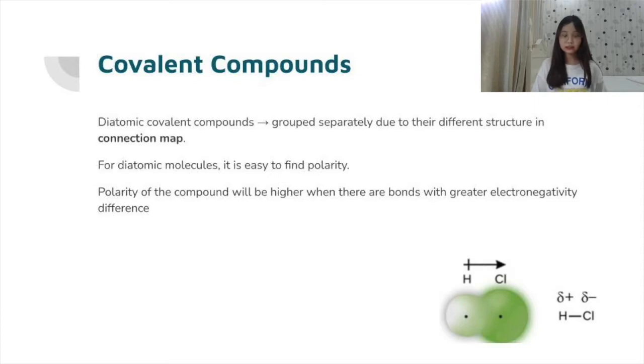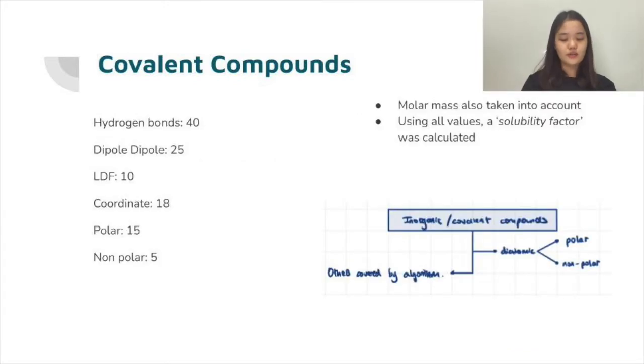Polar covalence. Polar covalent bonds form when electrons in the covalent bond are not shared equally due to difference in electronegativity. Due to the formation of dipoles, an overall dipole moment is formed. For other covalent compounds, we have set numeric values for each force or bond present, with hydrogen bonds being 40, dipole-dipole forces being 25, London dispersion forces being 10, coordinate bonds being 18, polar covalent bonds being 15, and non-polar covalent bonds being 5. Additionally, molar mass of the compounds was taken into account.